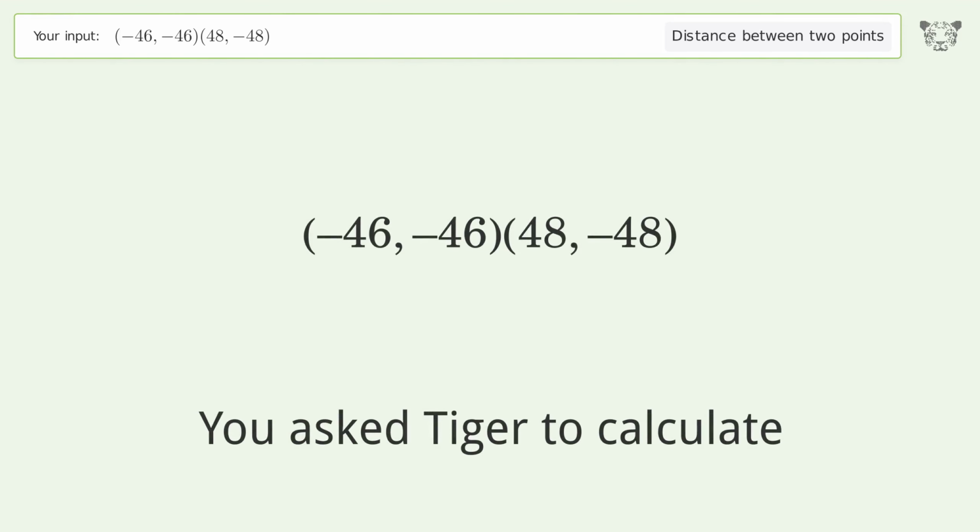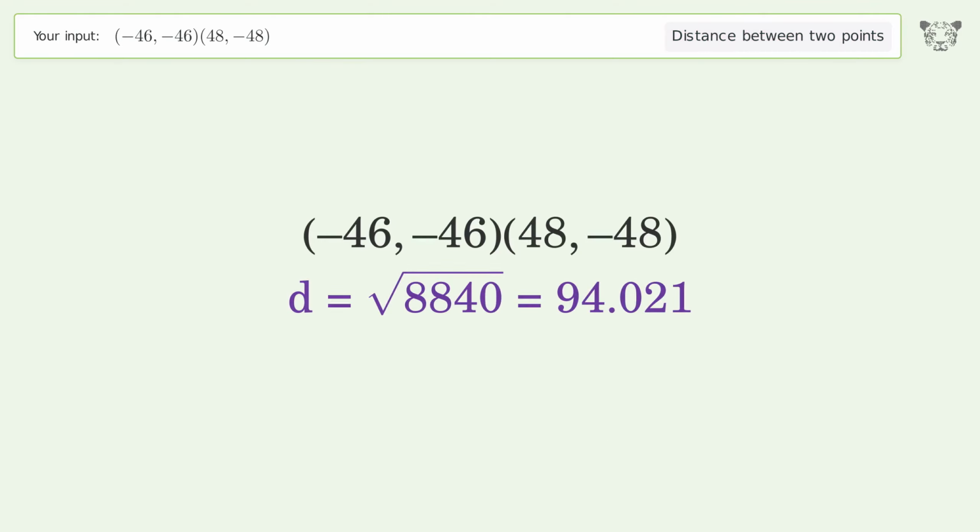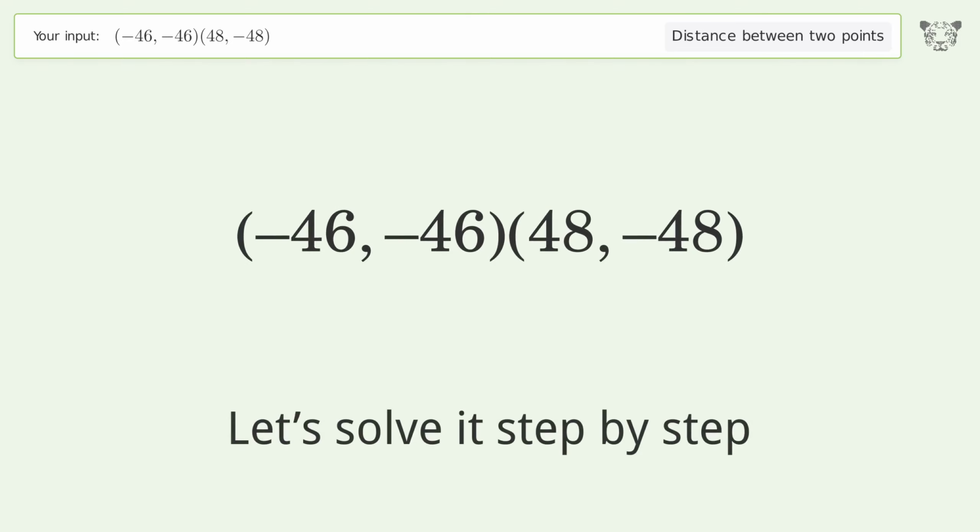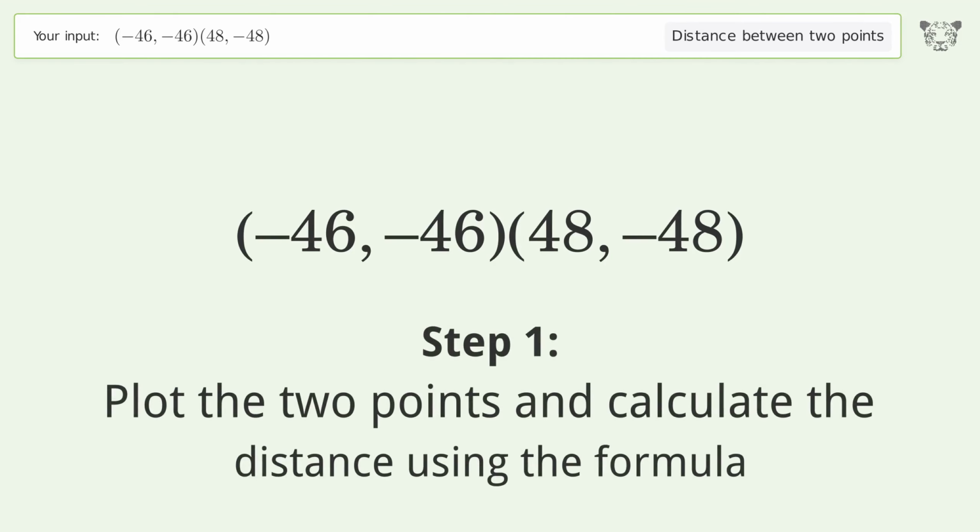You ask Tiger to calculate. This deals with the distance between 2 points. The distance between the 2 points is the square root of 8,840, or 94.021. Let's solve it step by step. Plot the 2 points and calculate the distance using the formula.